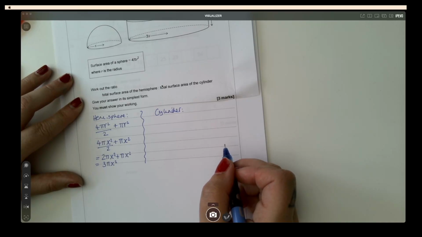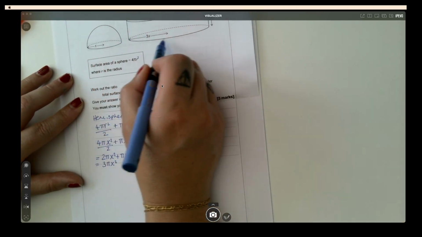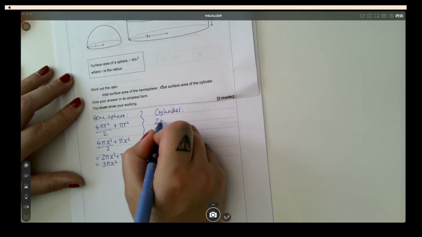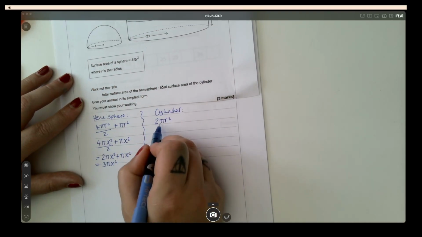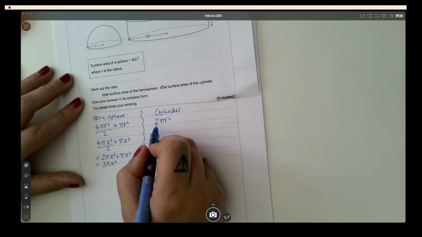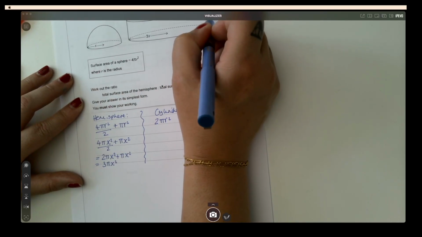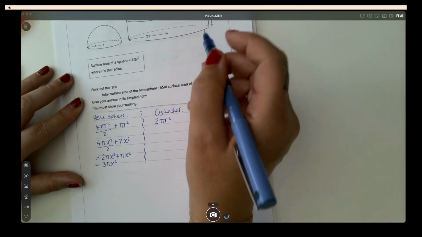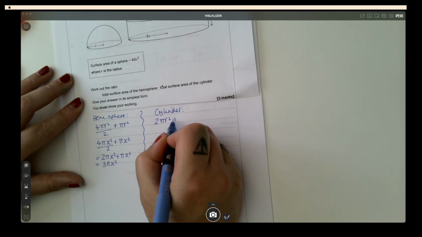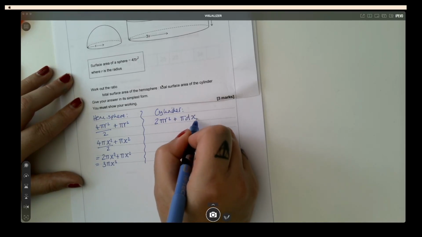So to find the surface area of the cylinder, we need the area of the two circles. So we're going to have 2 pi r squared, because pi r squared is the area of a circle and we've got 2 of them. Then we also need the circumference multiplied by that x length there. Circumference is pi times diameter multiplied by x.